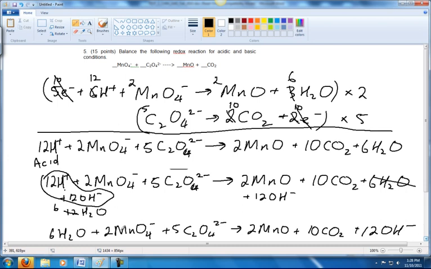Alright, checking the charges here, we've got 2 times negative 1 is negative 2, plus 5 times negative 2, which is negative 10, so that's negative 12. Over here it's 0 minus 12, so we've got negative 12 on this side as well. Hydrogens, we've got 6 times 2 is 12. Over here we've got 12 hydrogens as well. Oxygens, we've got 6 plus 2 times 4, which is going to be 14, plus 20 is 34. Over here we've got 2 plus 20 is 22, plus 12 is 34. So all the oxygens balance out. The carbons, we've got 5 times 2 is 10. 10 carbons on this side, 2 manganese, 2 manganese. Everything is all balanced. So that's balanced for base.